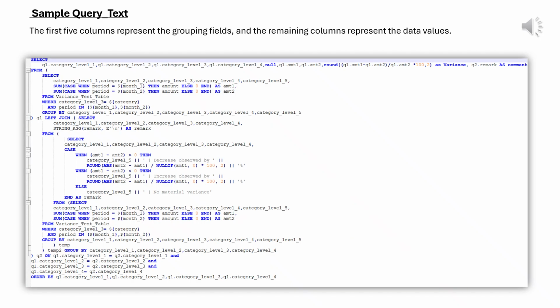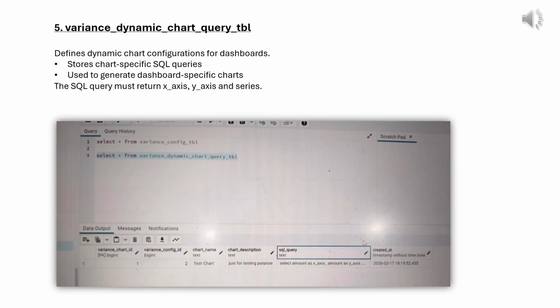For example, here is the query format. The first 5 columns are fixed and used for grouping, and the remaining columns are data fields that are displayed in the variance table. The variance dynamic chart query table defines dynamic chart configurations for the dashboard. It stores chart details along with the SQL query used to generate the chart. Each query must return x-axis, y-axis, and series to properly render the chart.